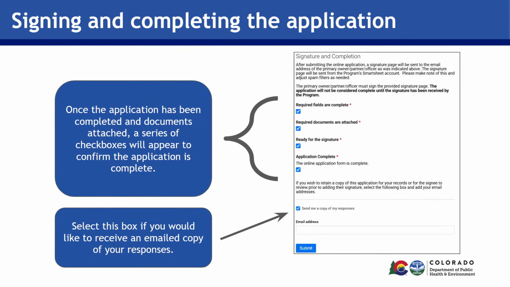Upon submitting the application, a signature page will be automatically sent to the email address of the primary owner, partner, or officer, as was indicated above. The administrator or other party filling out the application will not automatically receive a copy. So if you wish to have a copy sent to an additional email address, you should check the box stating "Send me a copy of my responses" and provide the email in the box. Once you're certain the application is complete, hit Submit.